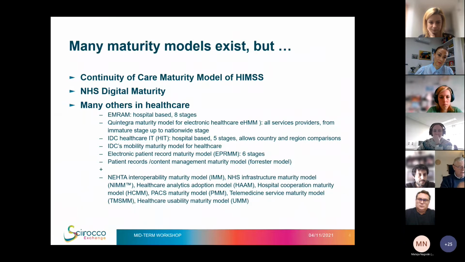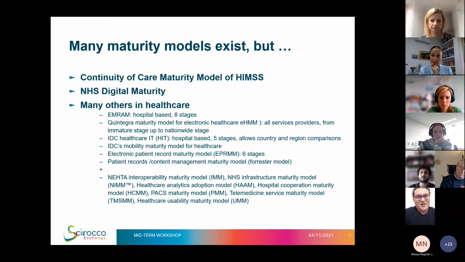Now, I've modified a bit the order of the slides. The point here is that self-assessment or maturity models is something that exists. And Tino, this is your slide, so please explain to us that we are not unique in the world.